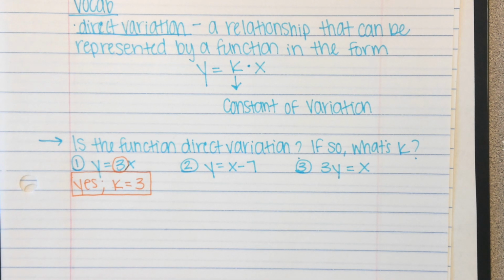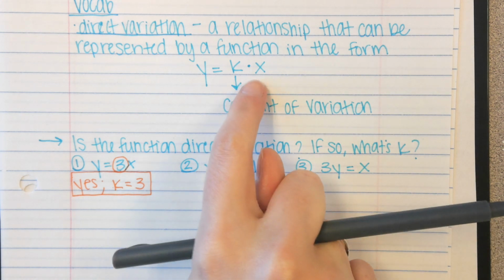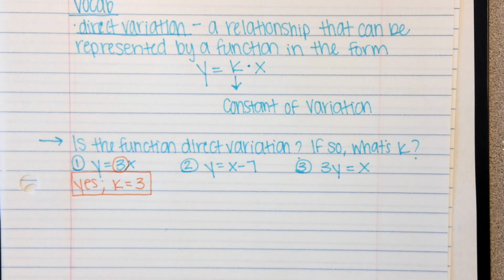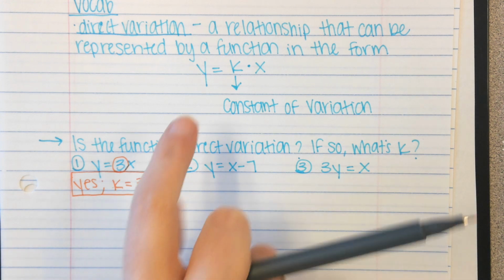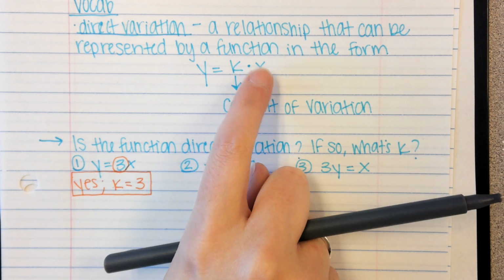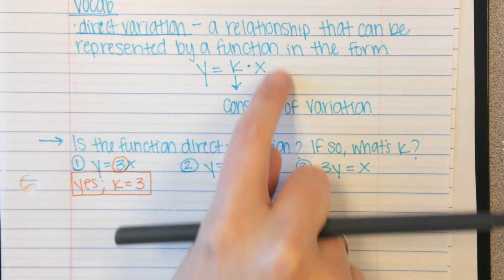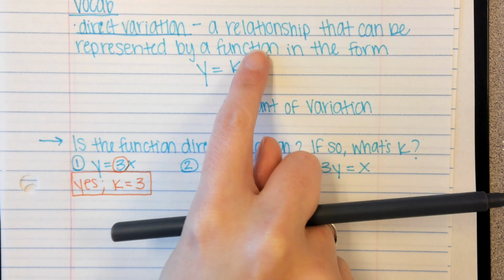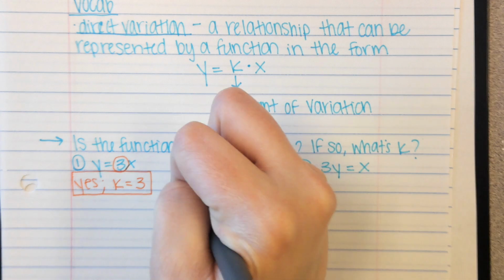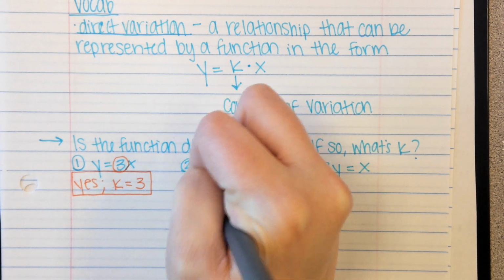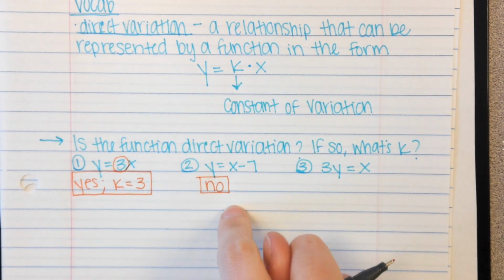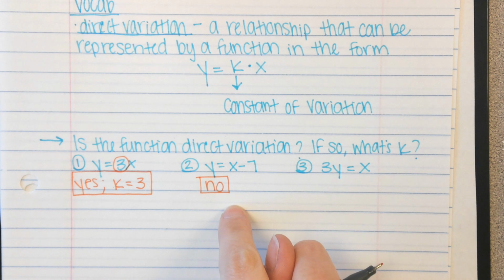Okay, take a look at number 2. Is number 2 direct variation? Does it look like our example function? No. We're supposed to have a number times x, but here we have x minus a number. Does this say anything about addition or subtraction? No. So there, your answer is just going to be no. And if it's no, we can't find k.